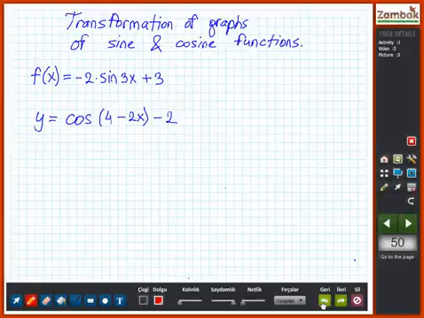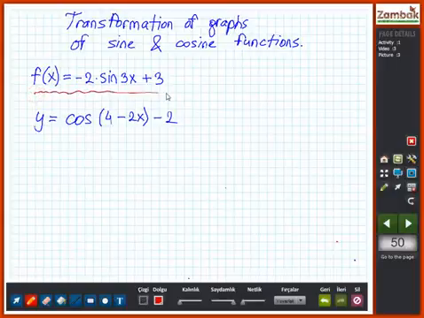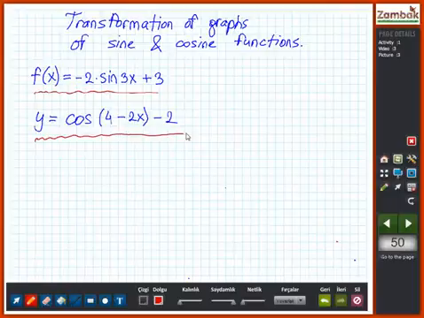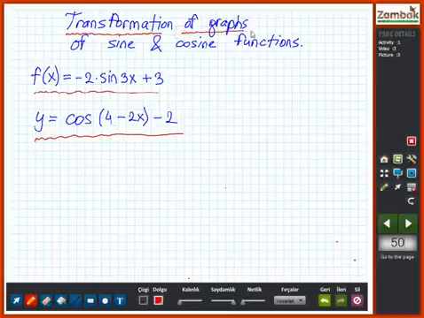Okay guys, now we have learned how to draw the graphs of the basic sine and cosine functions. Now how about drawing the graphs of more complex sine functions, for example this one, or more complex cosine functions, for example this one? To draw the graphs of these two functions, we are going to use the method which we learned in the previous term, which is named what? Transformation of the graphs.